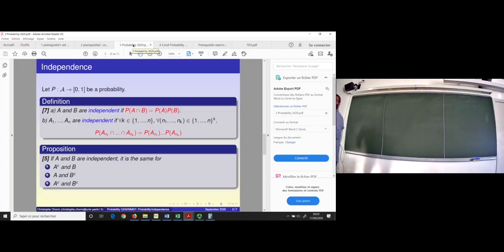Directly. So I will do the proof of one, and if you want to exercise at home, you can try to do exactly in the same way the proof of the two other statements. The idea is exactly the same. So it's my proposition 5.